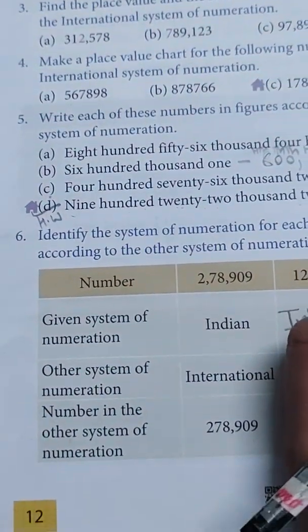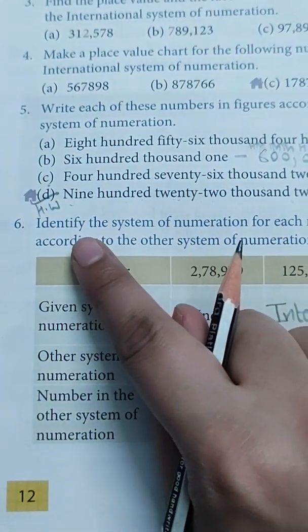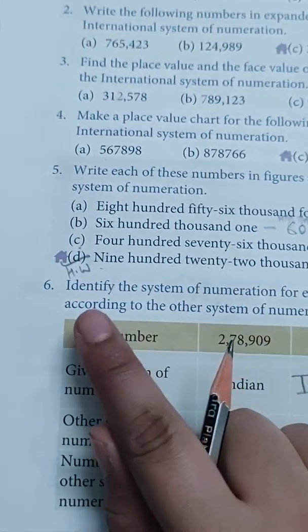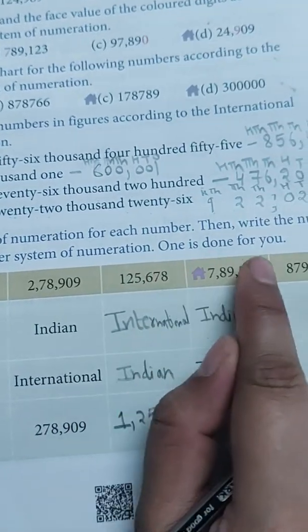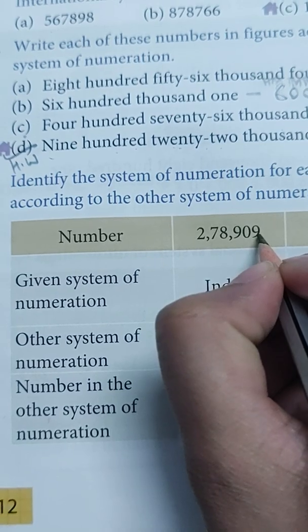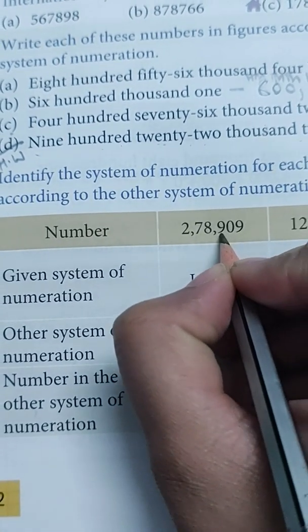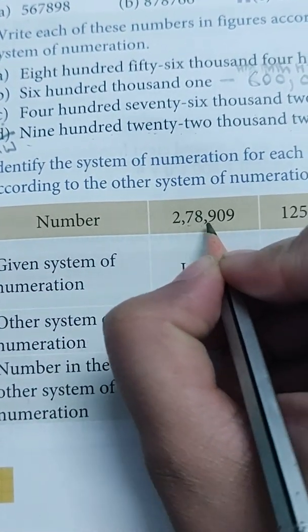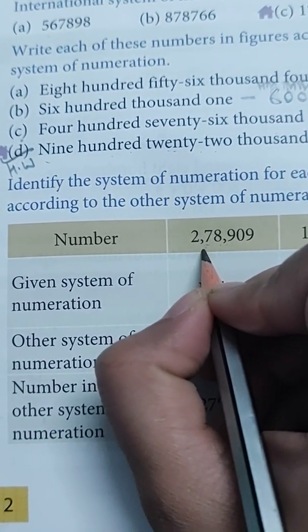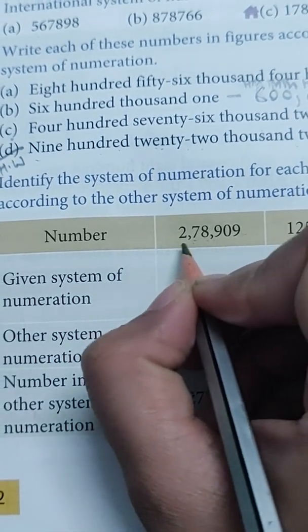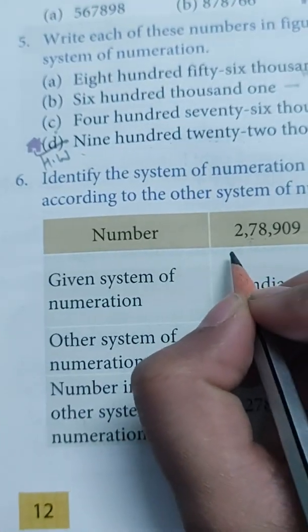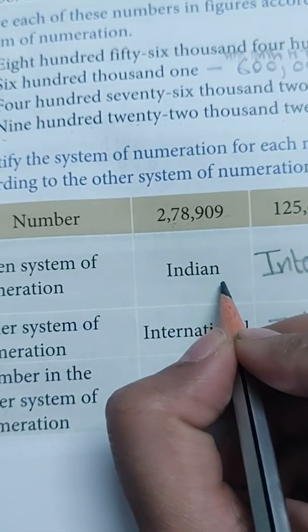Okay, so now let me go to question number 6. Identify the system of numeration for each number, then write the number according to the other system of numeration. One is done for you. So this number is given, and as you can see here, this is ones, tens, 100, 1,000, 10,000. We have a comma here and there is one more comma. We don't have this in the international system, because three digits come together there, while here 3 and 2 are coming. So you can say this is the Indian numeral system, so we will write Indian.